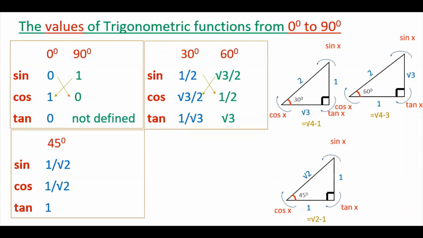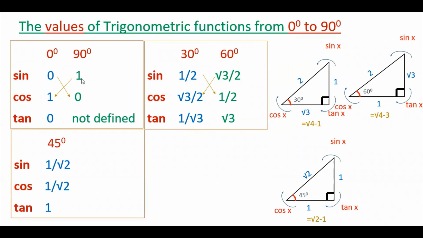These are the values of trigonometric functions from 0 to 90 degrees. You have already learned these in your previous class. Just recall all the values here. Sin 0 degrees is 0 and sin 90 is 1. And cos 0 is 1 and cos 90 is 0. If you remember sin values, automatically if you reverse them, then you will get cos values: 0, 1 and 1, 0 here.